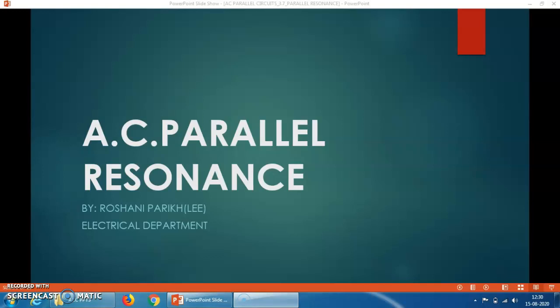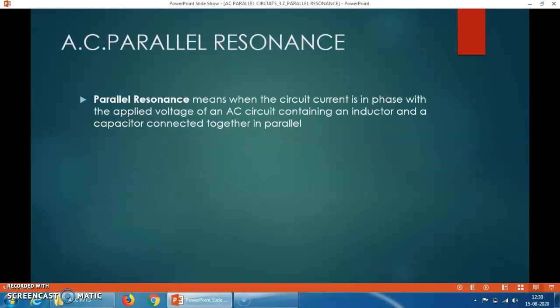Today's topic of discussion is parallel resonance. At the end of this session, students will be able to understand parallel resonance and the condition for parallel resonance. Now what is parallel resonance?